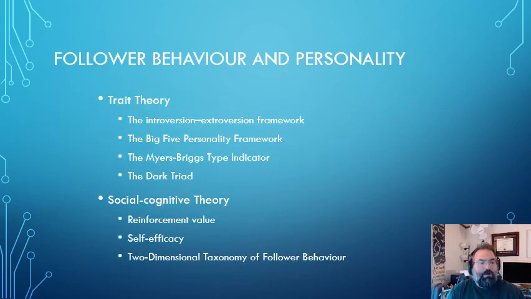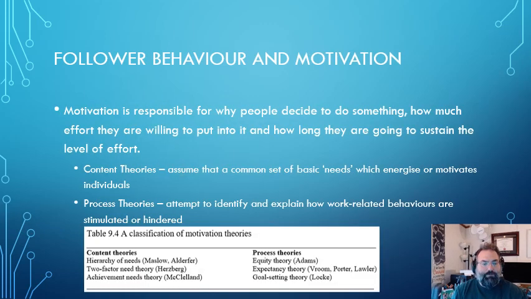Trait theory is a group of things that are basically defined by the introversion-extroversion framework, the Big Five personality framework, the Myers-Briggs type indicator, or the dark triad. Those are all types of trait theory oriented frameworks. The social cognitive theory, things that are related to that are social or reinforcement value, self-efficacy, and two-dimensional taxonomy of follower behavior. Follower behavior and motivation.